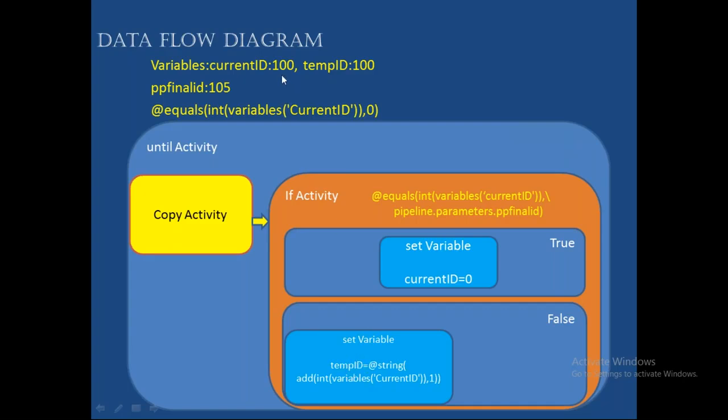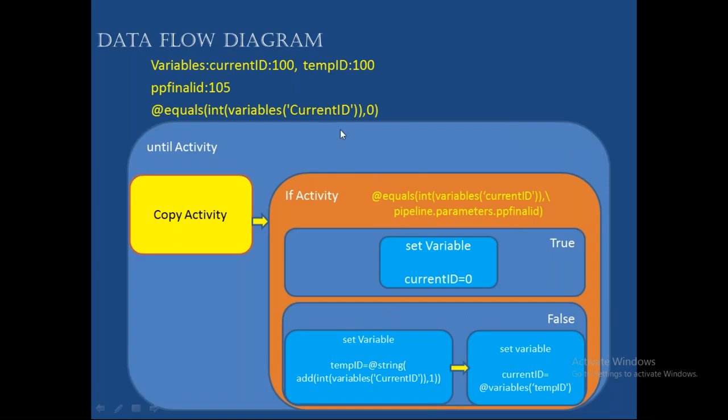This temp ID value I will assign to the current ID by using another set variable. Can you tell me what temp ID is now? Temp ID is currently 101. So that 101 value I will assign to the current ID. This is how the first iteration is completed. Now come here, the until activity will check, and the full iteration is completed.